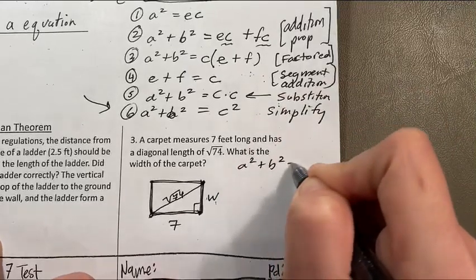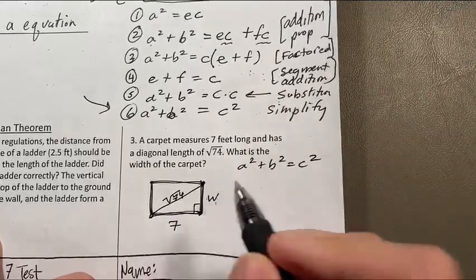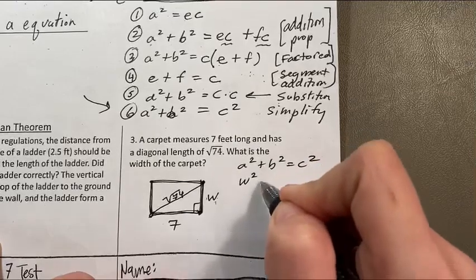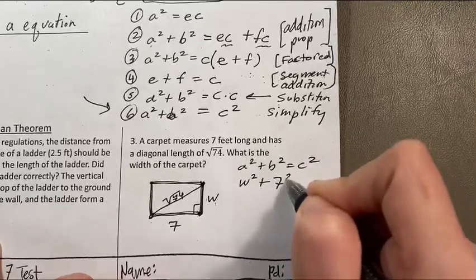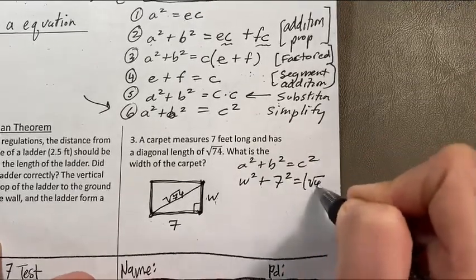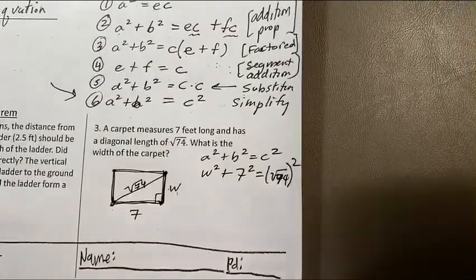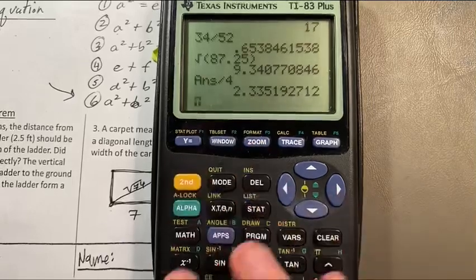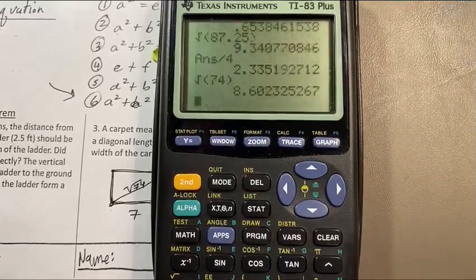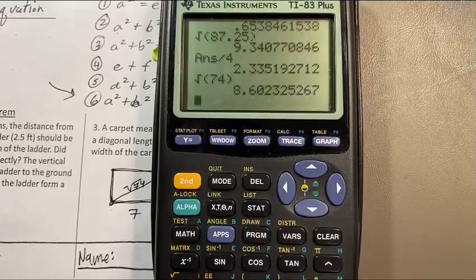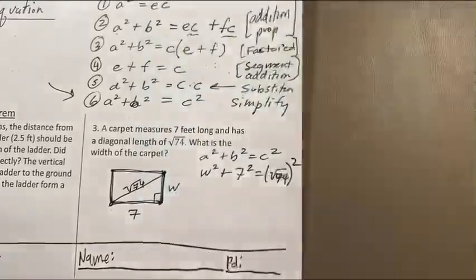Well, hopefully you're noticing that that's a right angle, my carpet, and I can do a squared plus b squared is c squared. So here, if the width of my carpet is the short side, the medium is the 7, and c is the square root of 74, and we're going to square that. So using a calculator, the square root of 74, which is a big ugly decimal, but then when we square it, we get back to 74. So that should make sense.